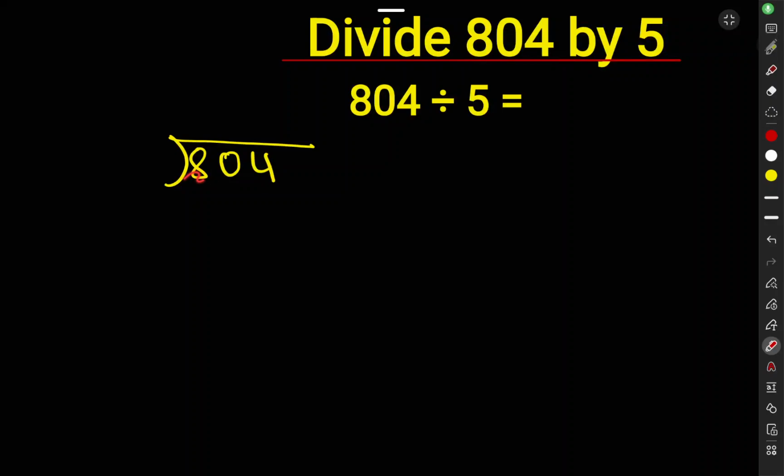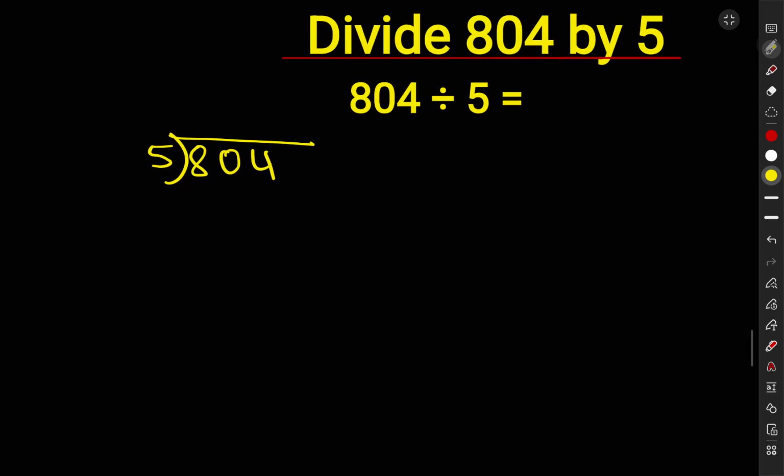Here we divide 804 by 5 in a long division method. 5 times 1 is 5. On subtracting we get 3. So now we put down this 0 and it is 30.